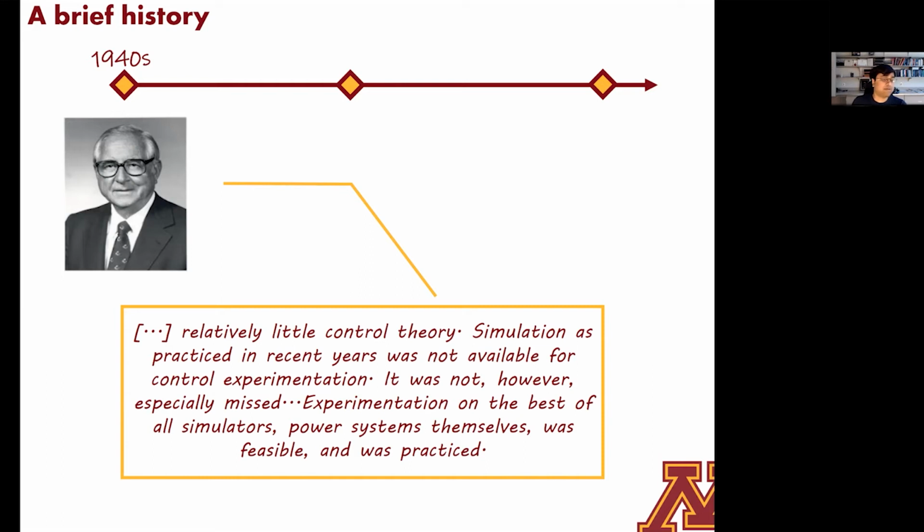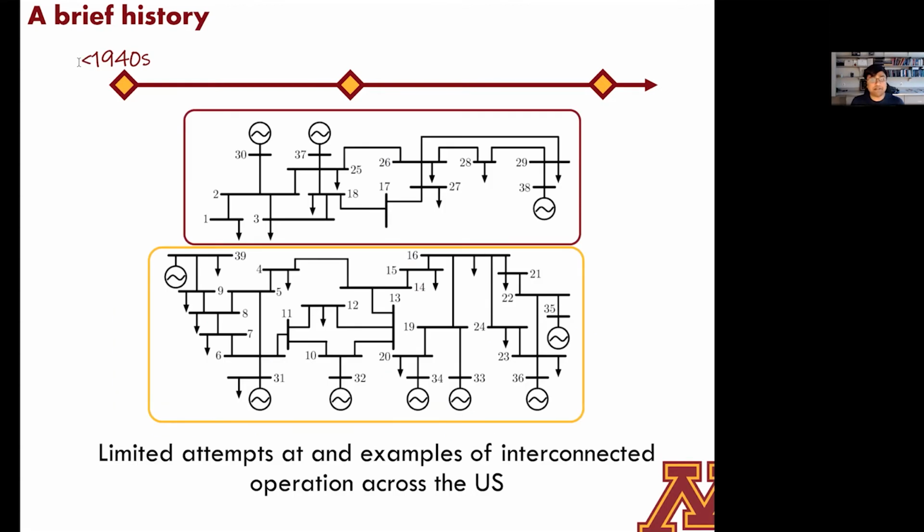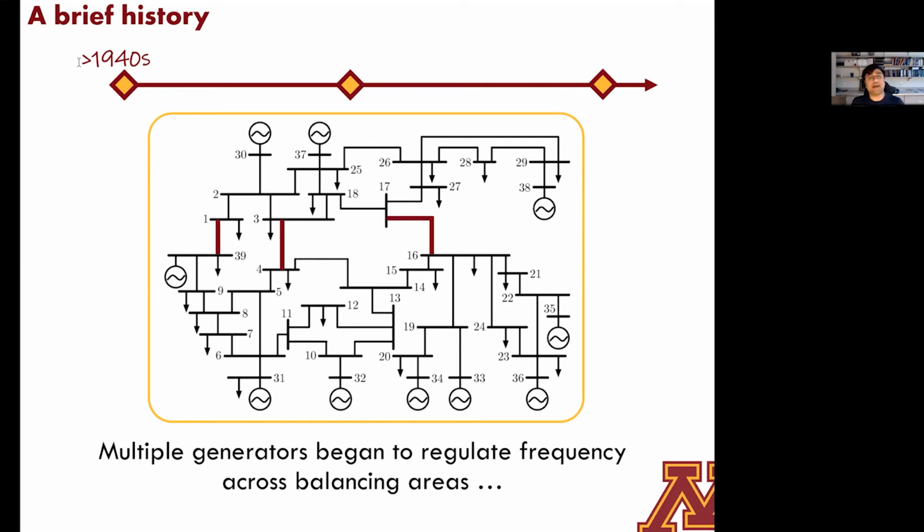And this was what was happening on the ground, right? So industry recognized that you had to interconnect. They were making these interconnections. They were operating the system. And before the 40s, what's important to keep in mind is that there were limited attempts at this interconnected operation, right? So you would operate the system in these islands. Each balancing area or each authority that had jurisdiction would have a few generators, a few loads. One generator would pick up the slack. And that's how you would maintain the lights. And then it was only after the 40s that you had multiple generators regulating frequency across a much, much broader and bigger spatial footprint of the power system. And that's essentially what allowed this exponential increase in transmission lines across the US power system.